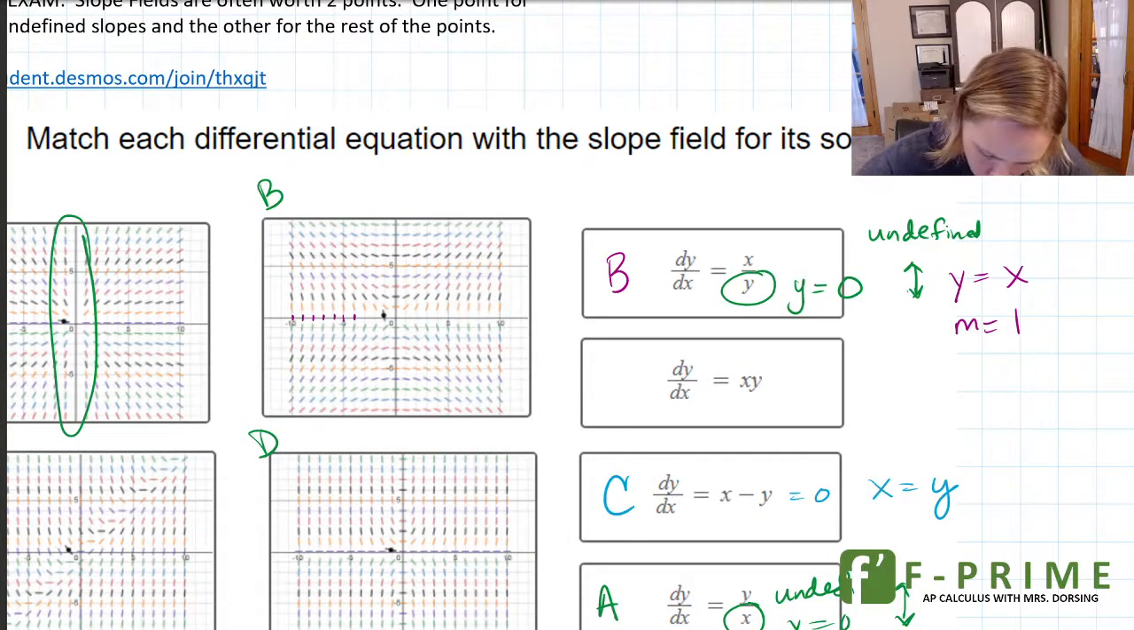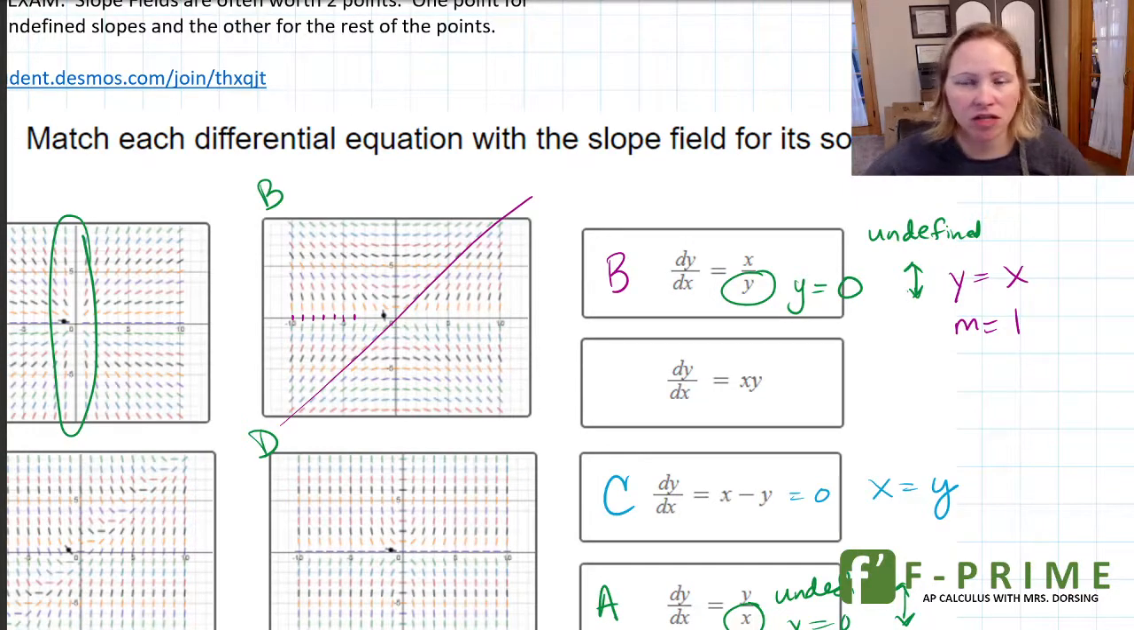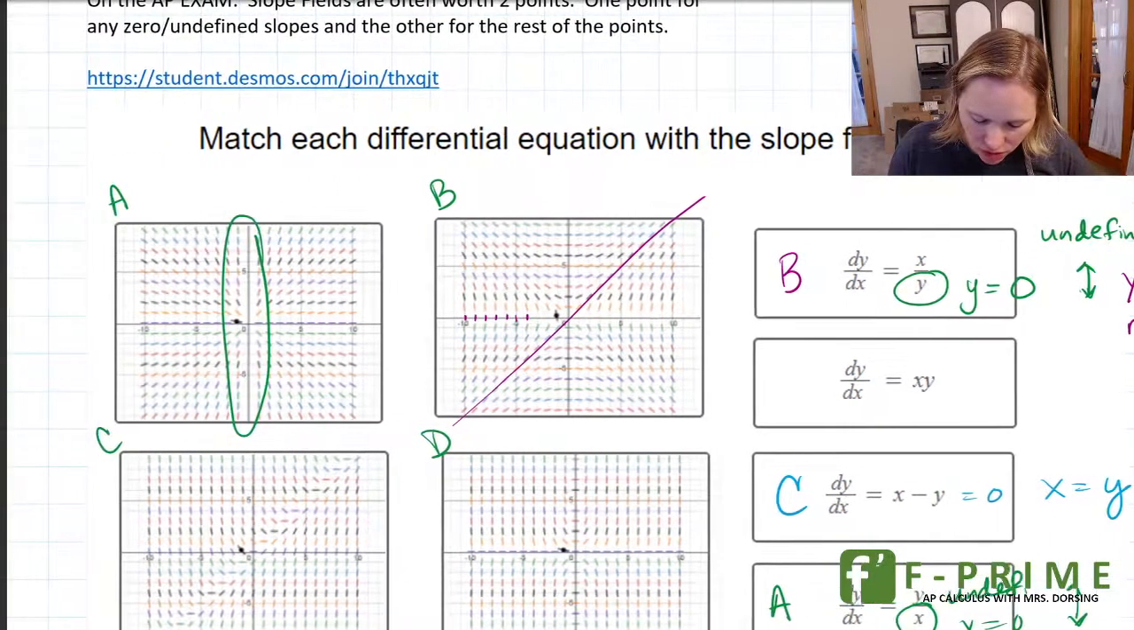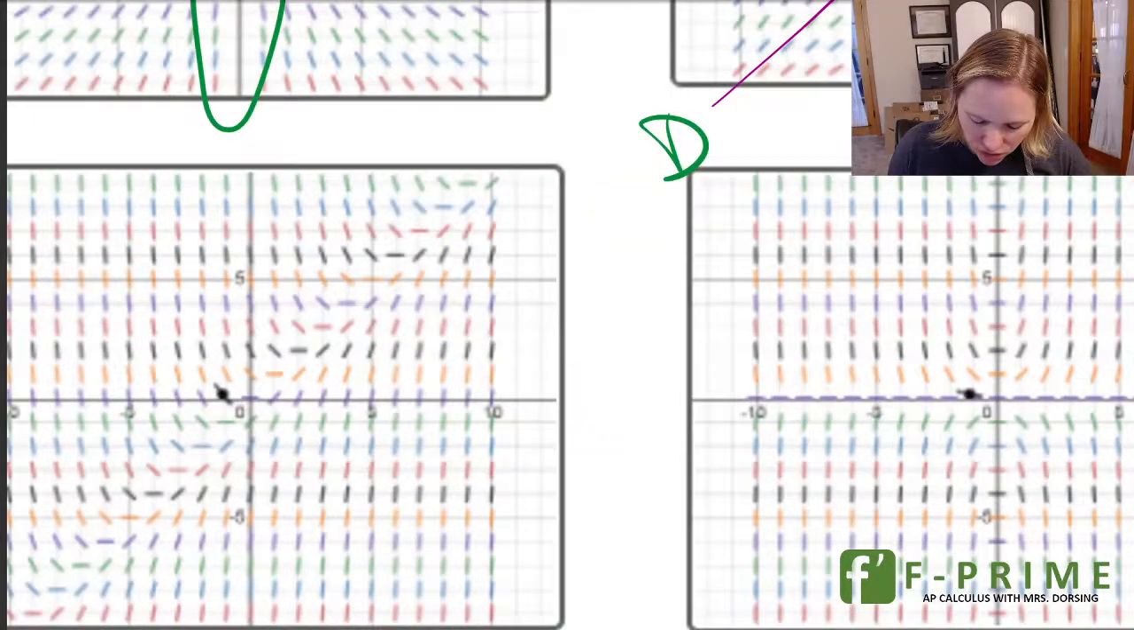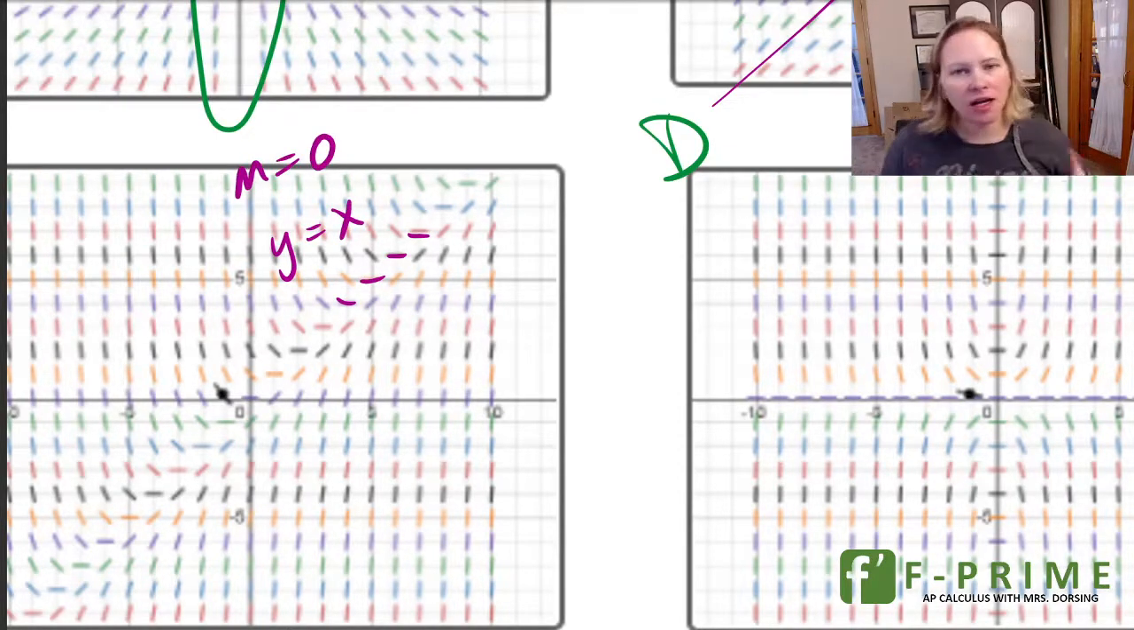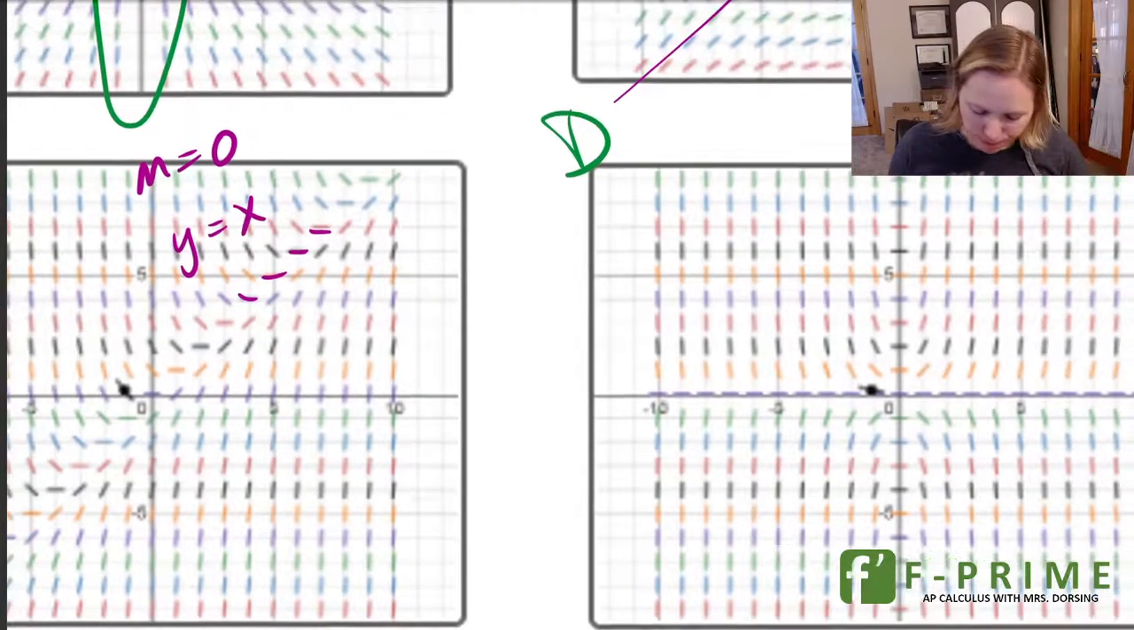So all along this line y equals x, you can see that all the slopes are equal to 1. So that's another way to confirm that B is in fact the one that goes here. So sometimes it's not enough just to look for those vertical lines. Along the line y equals x, our slopes were 0, so it didn't line up with that equation. So even though the undefined part lined up, the rest of it did not.